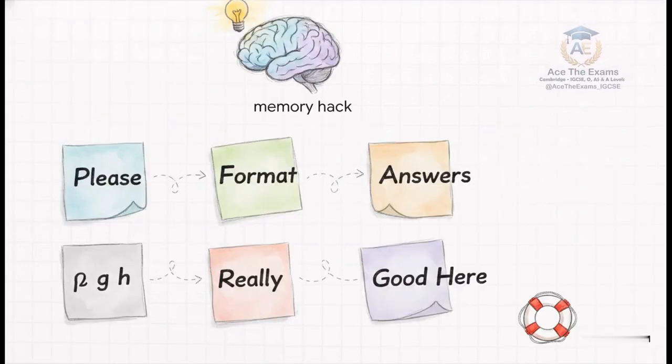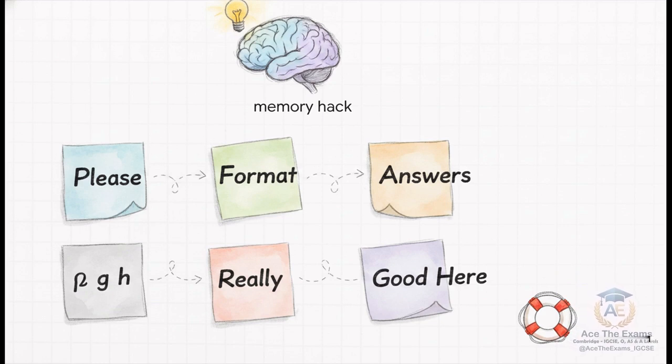To stop you from making these super frustrating formatting errors, here's a quick memory hack directly inspired by the source material. Create a mnemonic using the first letters of key pressure terms to basically lock in your presentation checklist. For example, use the variables P, F, A, rho, g, h to remind yourself: please format answers really good here. Okay, I know, it sounds incredibly silly, but trust me, in the heat of the exam, having a quick mental trigger to double-check your format and units is a literal lifesaver.